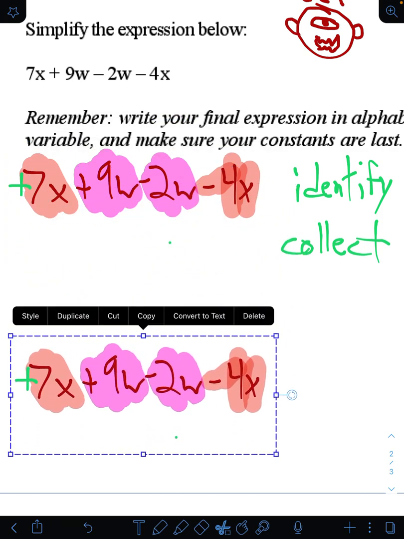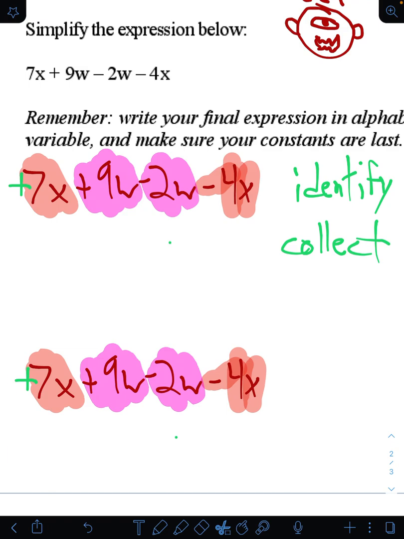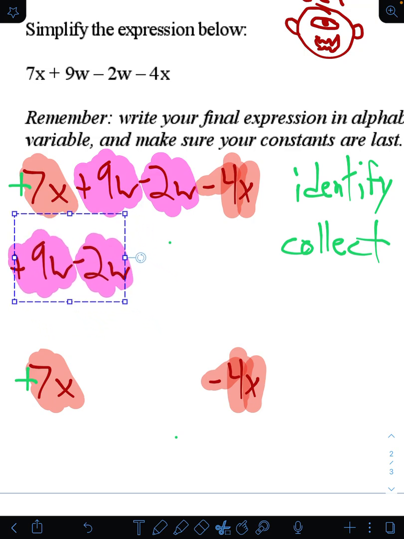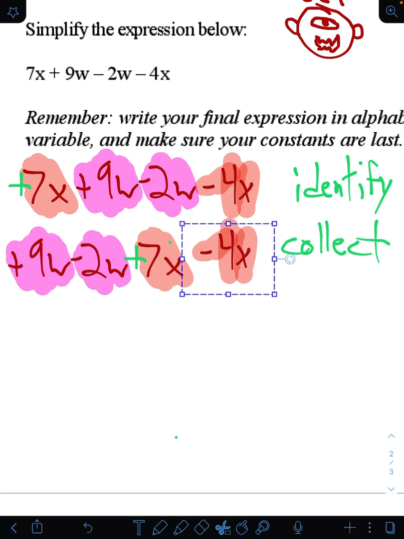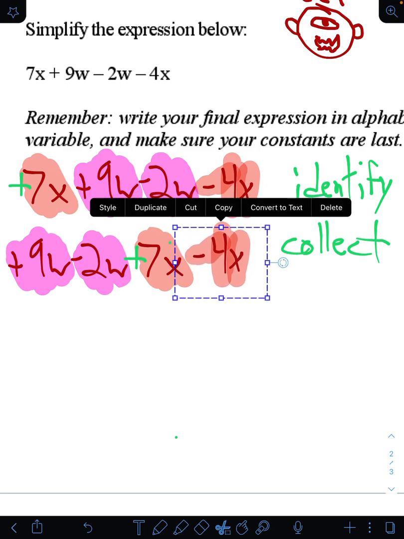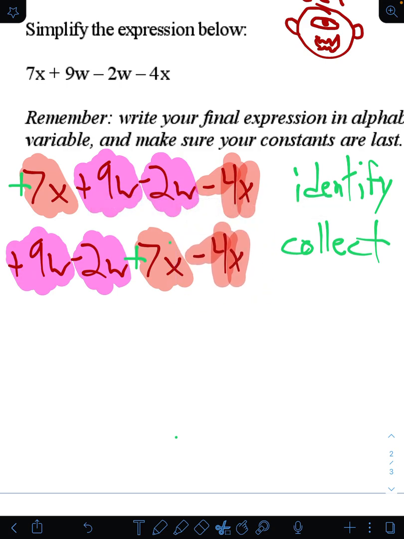So A, B, C, D, E, F, G, H, I, J, K, L, M, N, O, P, Q, R, S, T, U, V, W, X. W comes before X, so I put the W's first. Then I put the X in. And I always put positive in front of negative. It'll just make your life easier. So now we've collected our like terms in alphabetical order. Now we do our last step, which is to combine our like terms.